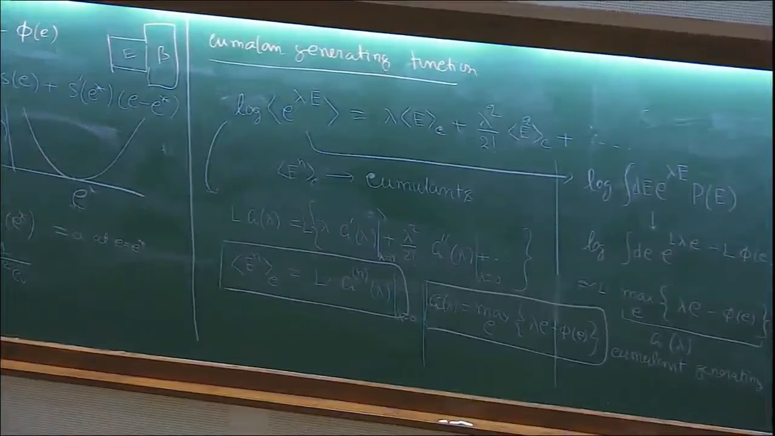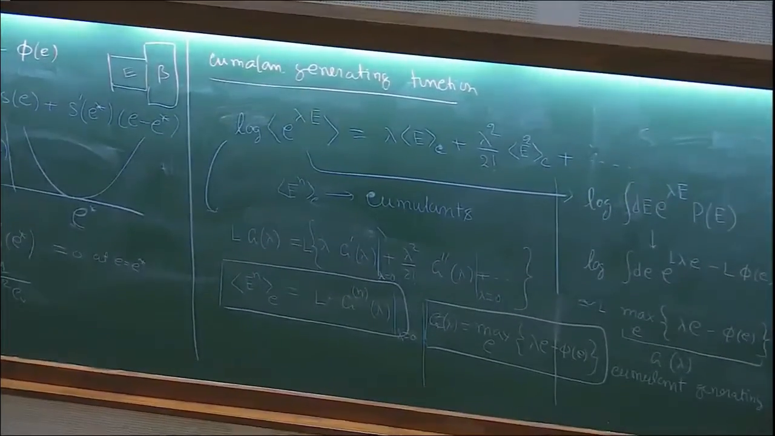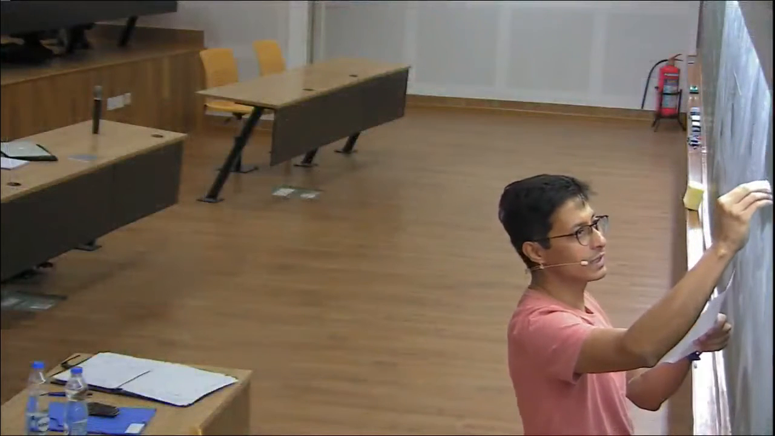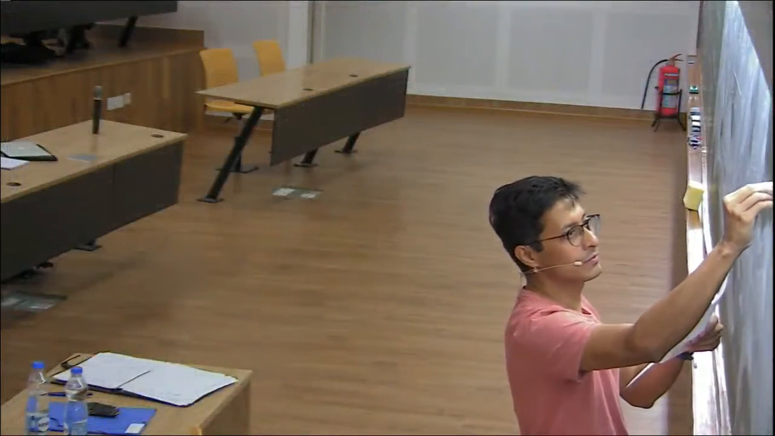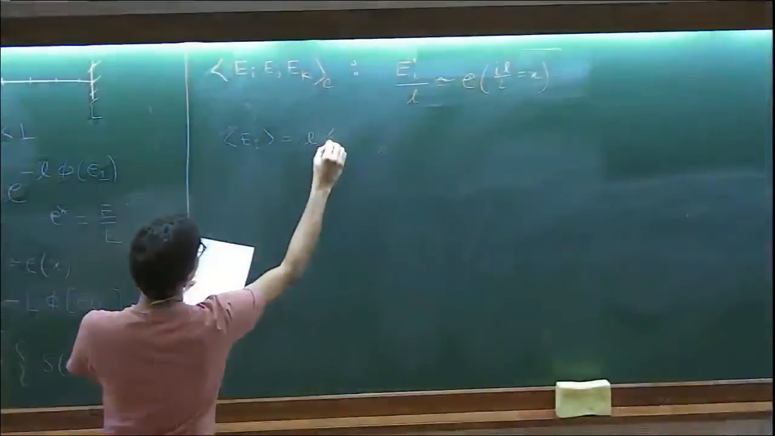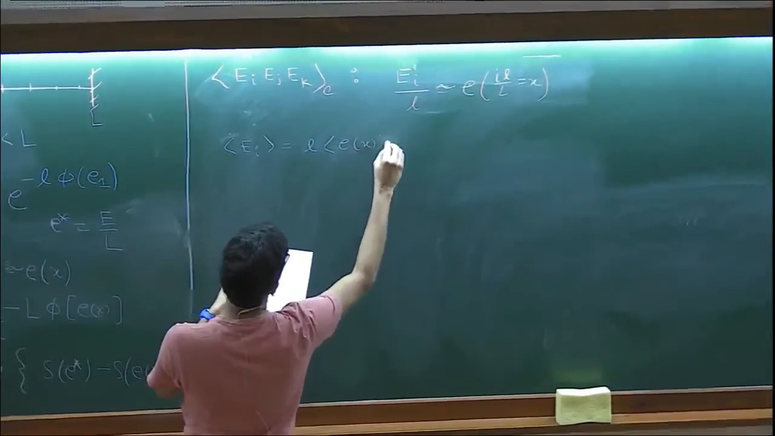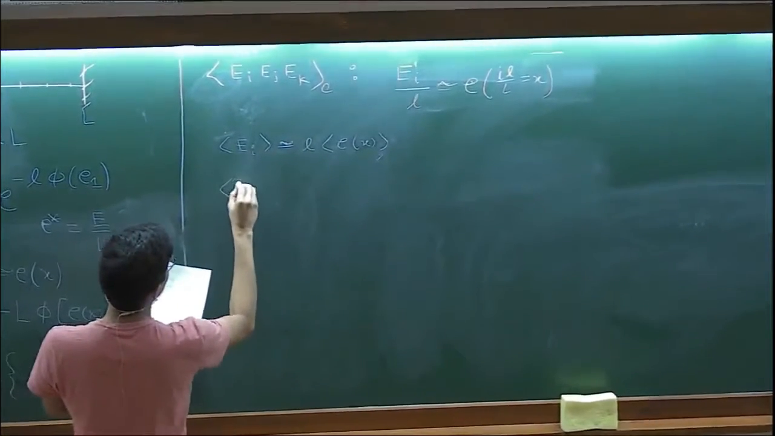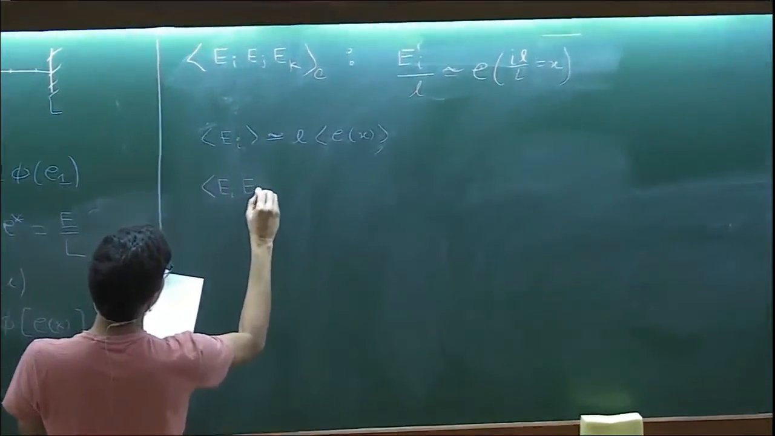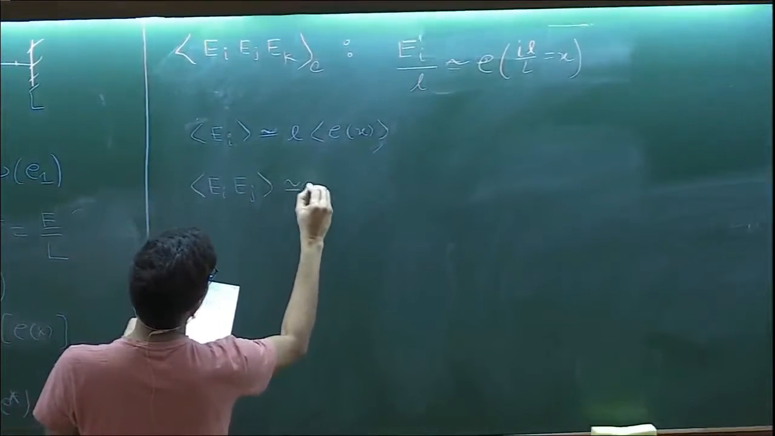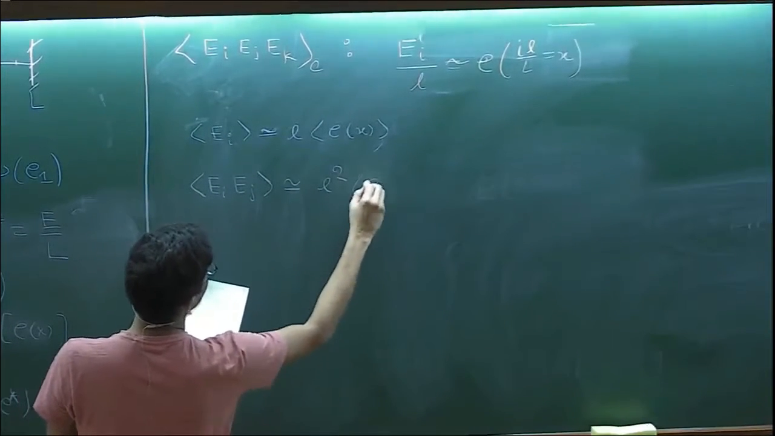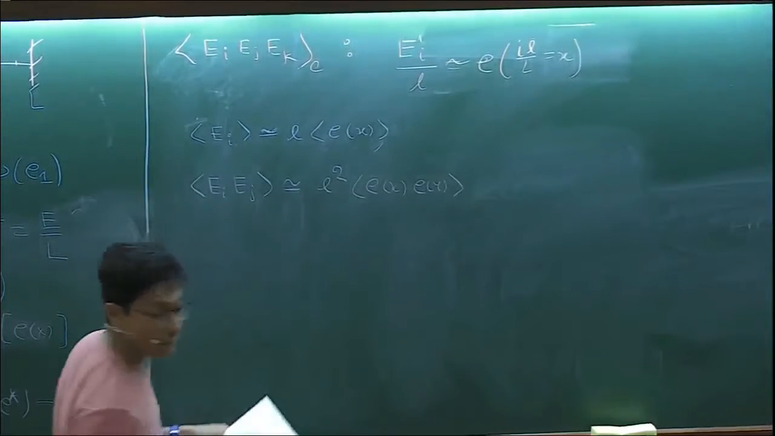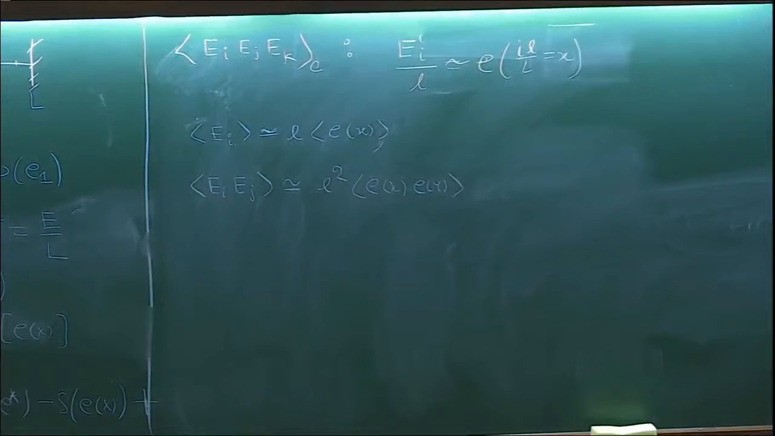Okay. So here, by just simple scaling, you can now see that if I'm looking at any nth endpoint correlation, so let's say the first moment, it would be simply small l times E of x. This is, of course, to the leading order in small l. If I'm looking at two point, it divides small l squared, E x, E y, and so on.